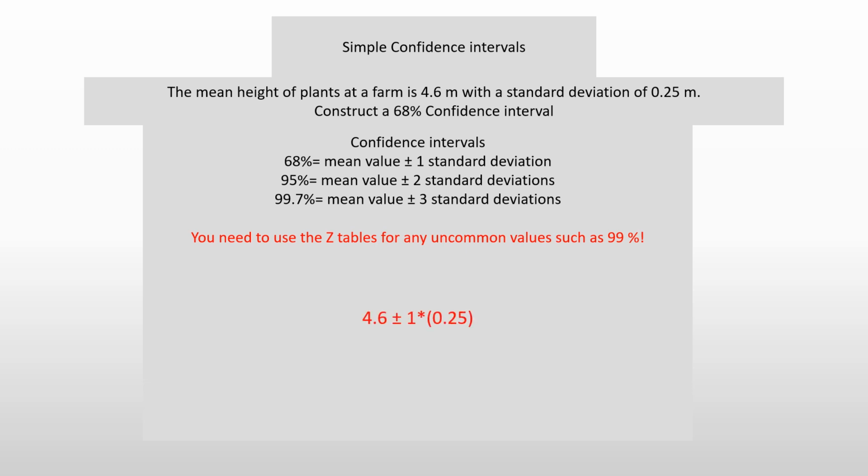In this simple example, 68%, we just use the top formula, the first one. So it's the mean, 4.6, plus or minus 1 standard deviation, which is 1 times 0.25. For the lower limit, 4.6 minus 1 standard deviation, it'll be 4.35. You put the mean in the middle, and then you have 4.6 plus 1 standard deviation, and you get 4.85. That's the answer, the confidence interval. The mean is between 4.35 and 4.85 at 68% confidence.